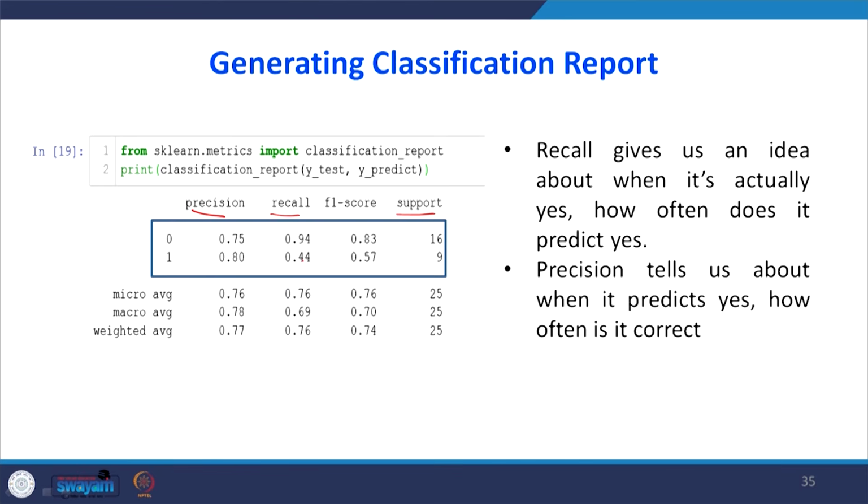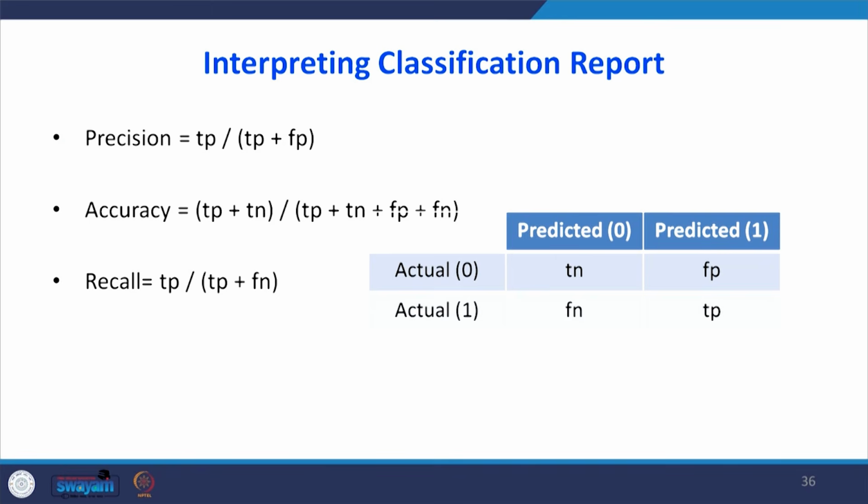If it is 1, we call it sensitivity. If it is 0, we call it specificity. So, in our problem the specificity is 0.94. That says that 94% of the time the actual was 0 and we predicted 0 also. The sensitivity is 0.44, so 44% of the time the actual is 1 and we predicted 1 also. The next column is the precision. The precision tells us about when it predicts yes, how often it is correct. I will explain the meaning of precision in the next slide.